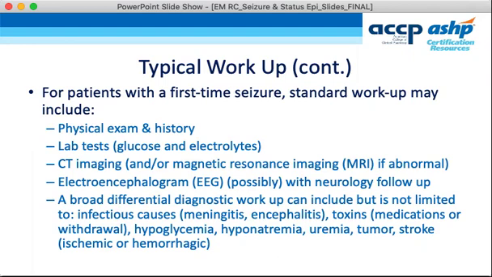With a report of a seizure, we're certainly going to have a broad differential diagnosis. It can include, in addition to epilepsy, infectious causes like meningitis, encephalitis, toxins, medications or withdrawal from them, hypoglycemia, hyponatremia, uremia, tumor, and stroke, whether it's ischemic or hemorrhagic in nature.